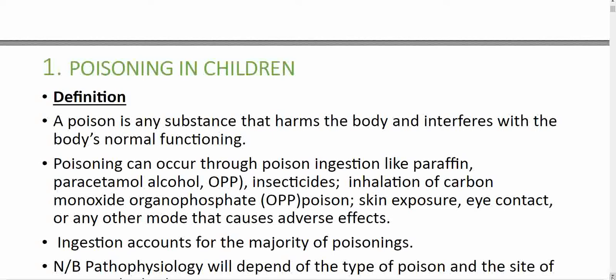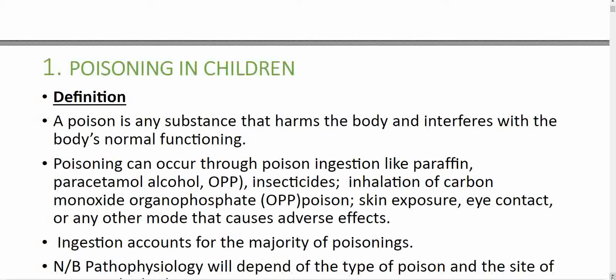So poisoning can occur through ingestion, when you take paraffin, paracetamol, alcohol, right? The metabolism of paracetamol and alcohol is almost similar. Both of them, with long consumption, interfere with your liver, so you can have hepatotoxicity. Insecticide also, you can inhale insecticide, inhalation of carbon monoxide, organophosphate poisons, skin exposure, eye contact, or any other mode that can cause adverse effects.